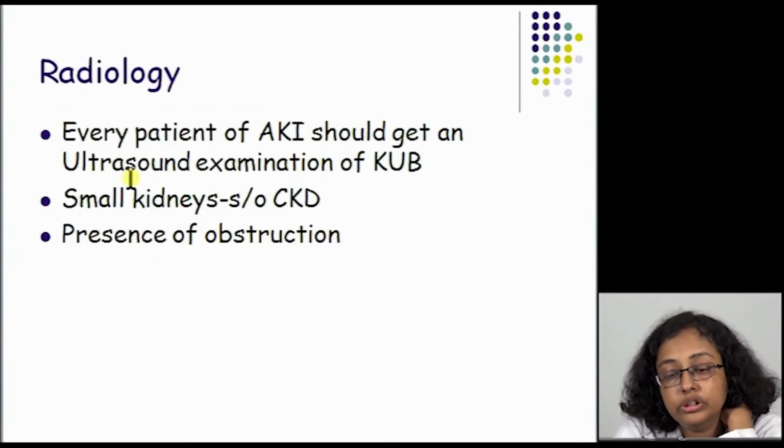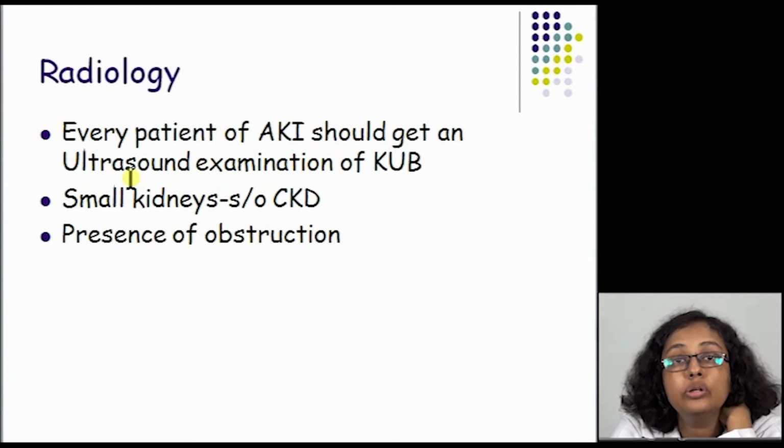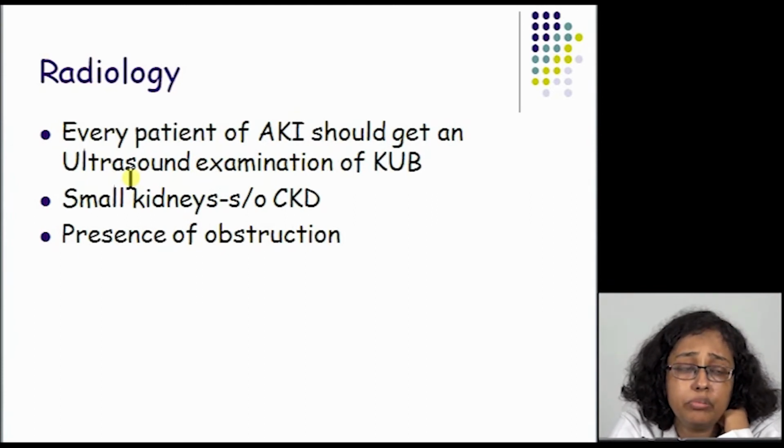What is the role of radiology? Every patient with acute renal failure should have an ultrasound examination of the kidney, ureter, and bladder. Why? One thing is, if the ultrasound shows small shrunken kidneys, you know that the patient has chronic kidney damage. So this acute kidney injury could be a superimposed insult, or it could just be a chronic kidney disease patient who has come with its routine rise in creatinine. So this way it's very important.